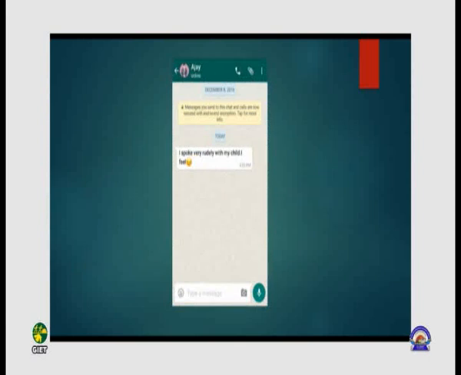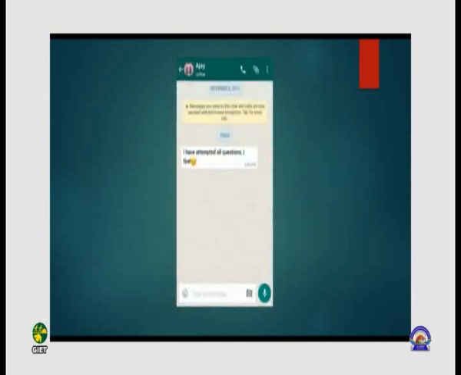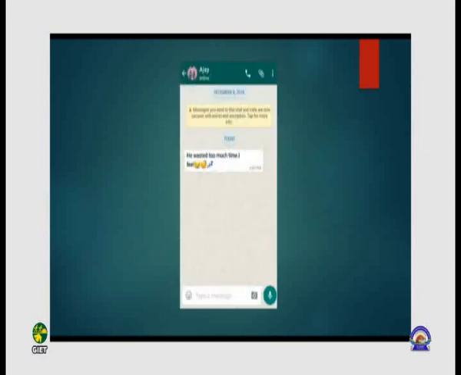Next. Read the sentence. I spoke very rudely with my child. I feel guilty. This is the smiley which we use for guilty. Very good. I have attempted all questions. I feel satisfied. This is the smiley which we use for the mood of satisfaction. Read the sentence. He wasted too much time. I feel bored. It is boring. When we feel bored, we use this smiley.